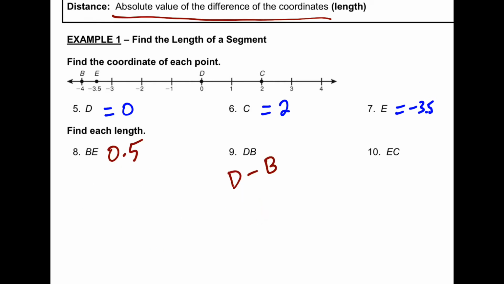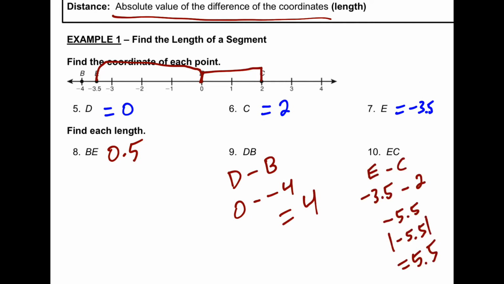We could do the same, take 0 minus a negative 4, and this time it just comes out as 4. We can also just try to count over using the number line. Both will give us the same answer of 4. When a segment crosses 0, that's when we have to really be aware that we're adding together two distances. This distance is 2, and this distance is 3.5. If we add those together, we get our answer 5.5. Or if we subtract the 2, we take the absolute value and we get a positive 5.5 as well.